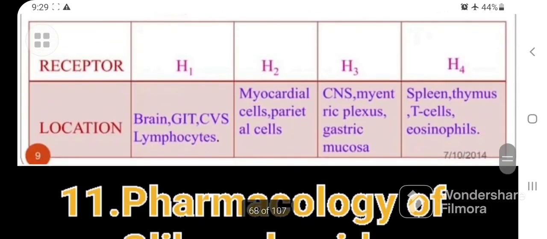You can see the locations: H1 in the brain, then H2 you will get in the heart, then H3 in the CNS or gastric mucosa, then histamine receptor H4 you will get in the spleen, then T cells, thymus cells, then eosinophils.